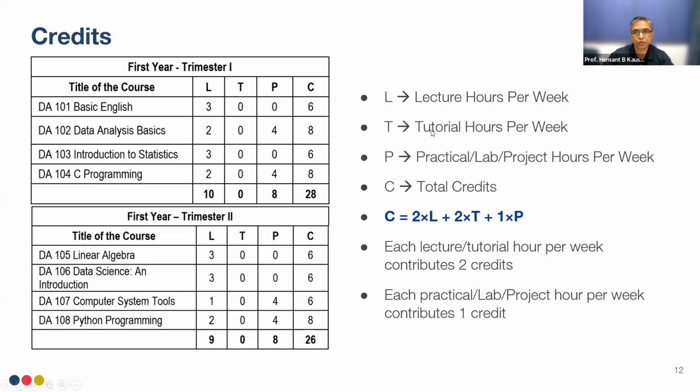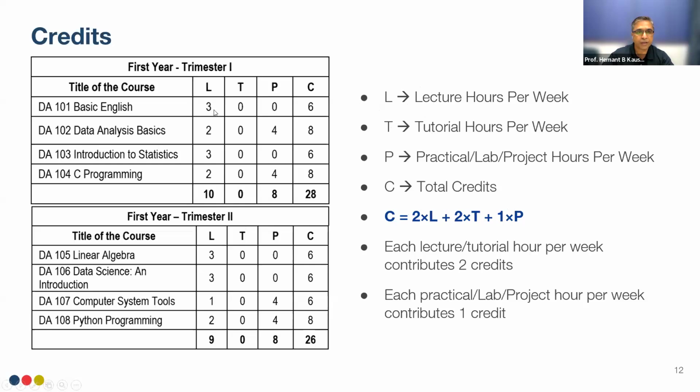Of course, T is the tutorial, which is not there in the online BSc degree, but it is there in some of our offline courses. So this is how we calculate the total credits. Each lecture hour, so 1 hour per week, we calculate as 2 credits. And if there is 1 practical hour per week, we calculate it as 1 credit.